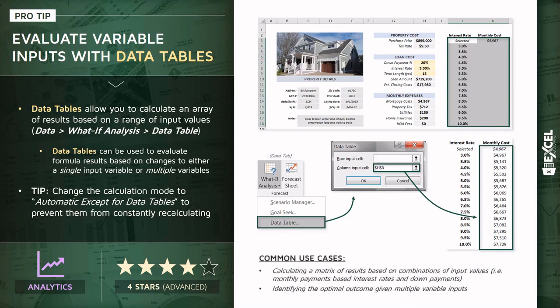But real quick, common use cases: calculating a matrix of results based on combinations of input values, like this, monthly payments based on things like interest rates and down payment amounts. Or taking that even a step further, you could use this tool to identify the optimal outcome given multiple combinations of variable inputs. So let's go ahead, open up our pro tip workbook, roll up our sleeves, and practice building some of these data tables.